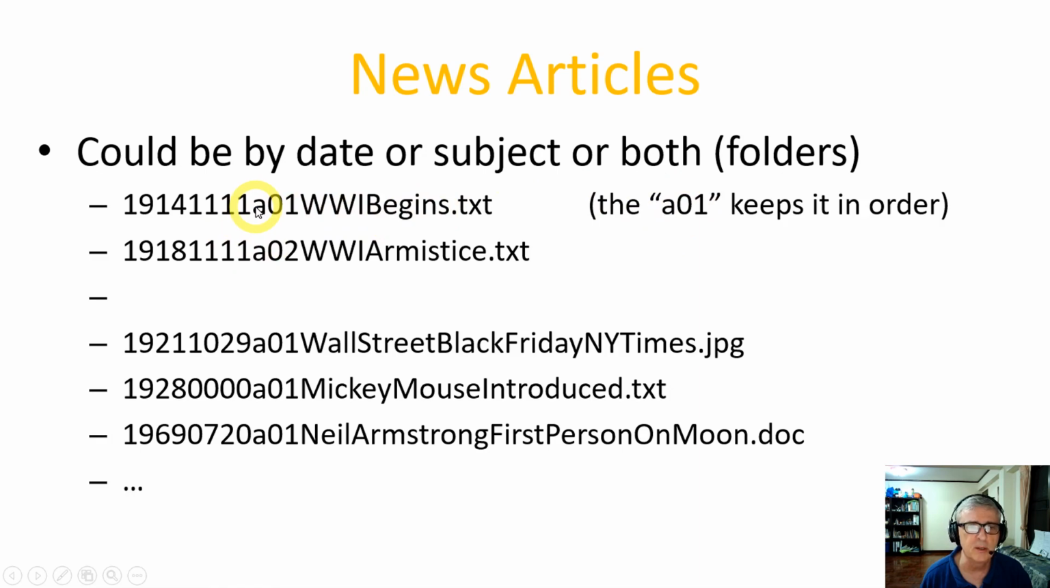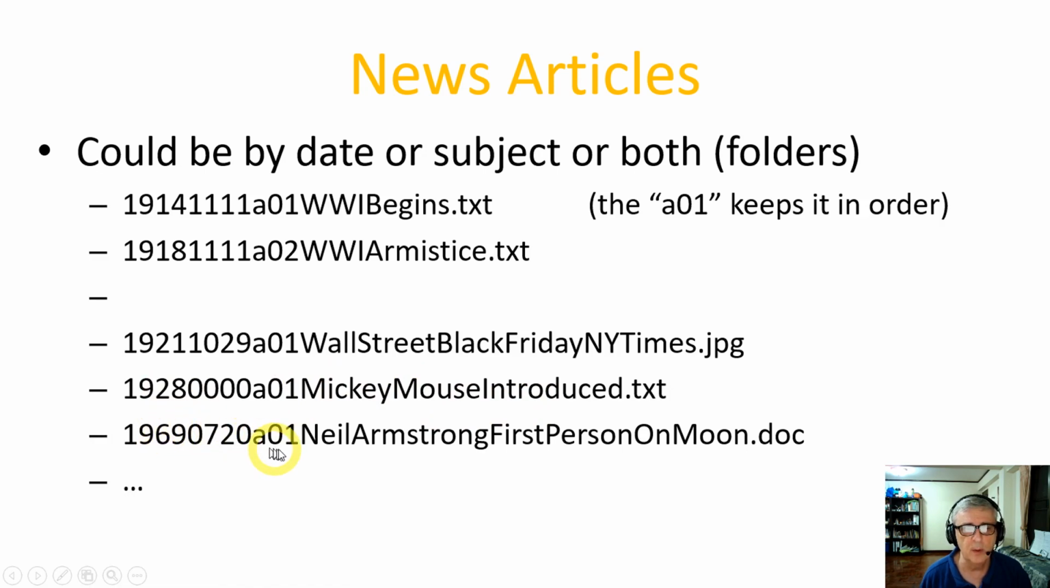Yes, I know these aren't pictures, but this helps because this will force the order that you want regardless of what it says out here. This one is 1918, 1111, World War I Armistice Day. Down here we have 1921, 1029. So this is Wall Street's Black Friday, and this is a New York Times article. 1928, in this case I don't know what the date is, but this is the Mickey Mouse introduced, so we can obviously see what that is and what year it happened.